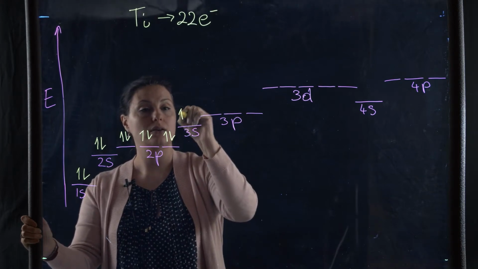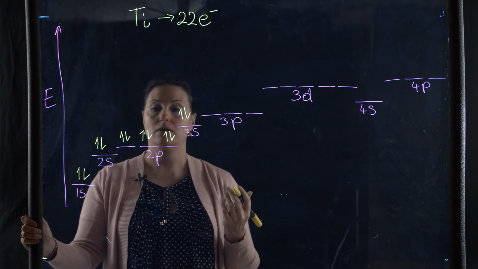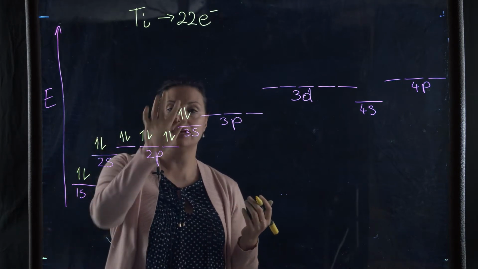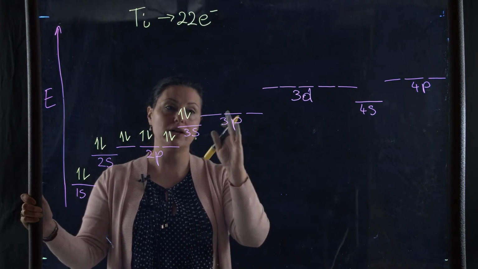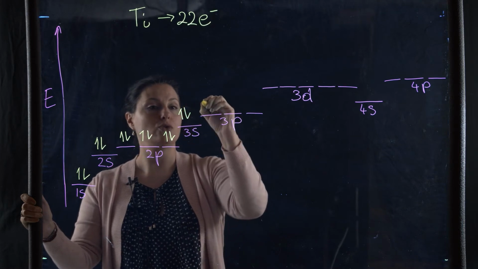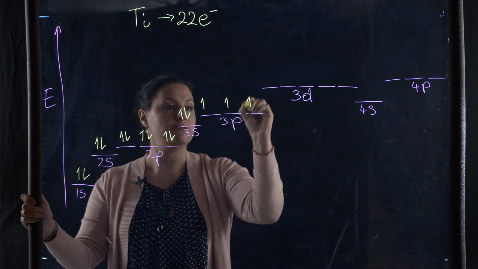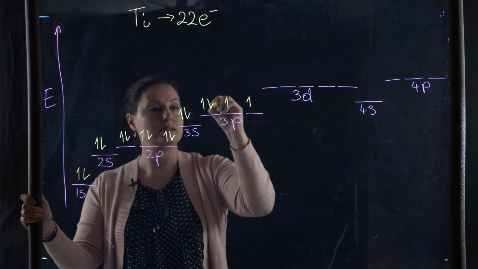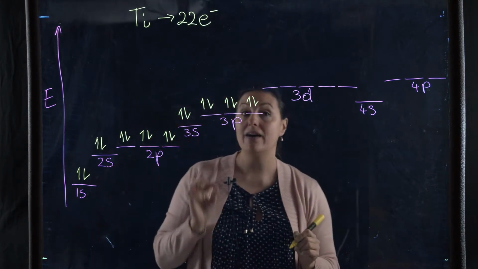I can use 2 here, which means I have 2, 4, 6, 8, 10, 12. Now I have 10 left. Once again, get in the habit of putting 1 electron first in each of these and then pairing them up. So 12, 13, 14, 15. Now I can come back: 16, 17, and 18. Okay, I have 4 more.